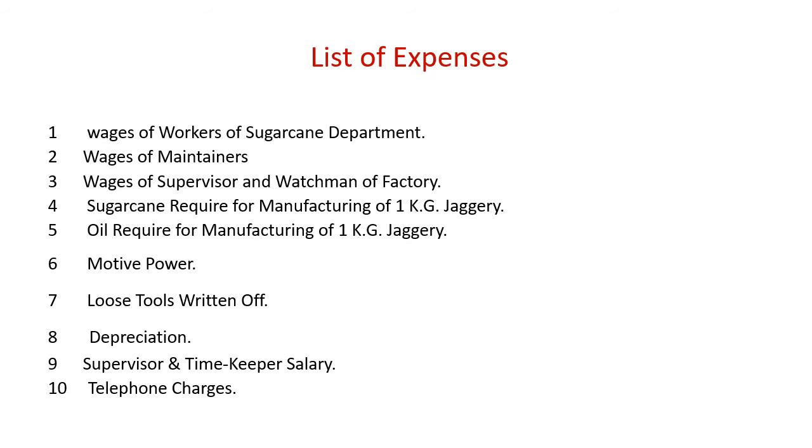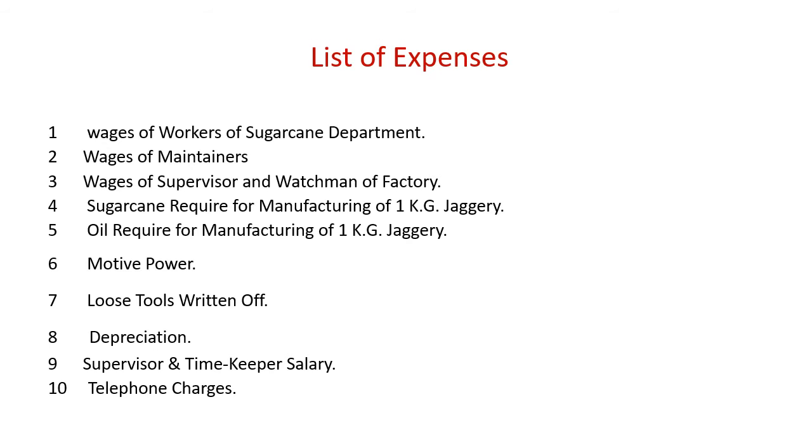Let us see one by one. Wages of workers of sugarcane department. Wages are paid on the basis of number of units produced. Here cost is identified in one unit. We know how many units are produced, and its value. It is directly allocated to labor cost. And the second, wages of maintenance. These expenses are incurred in the factory for machinery maintenance. It is factory overhead.